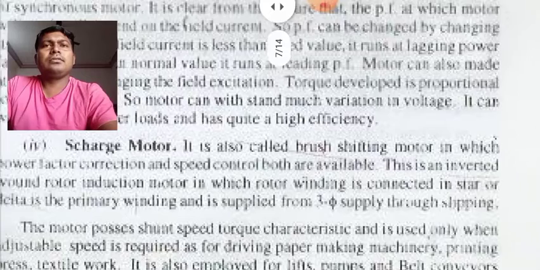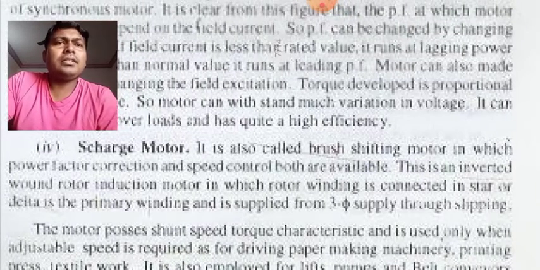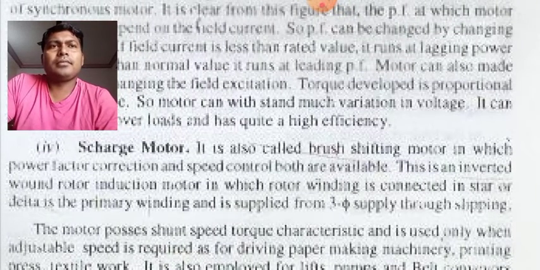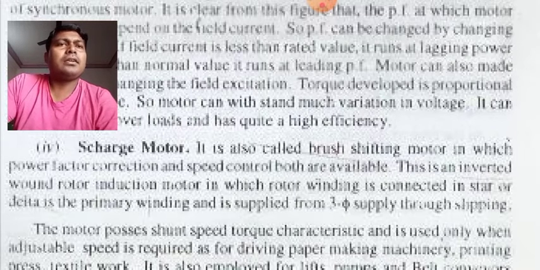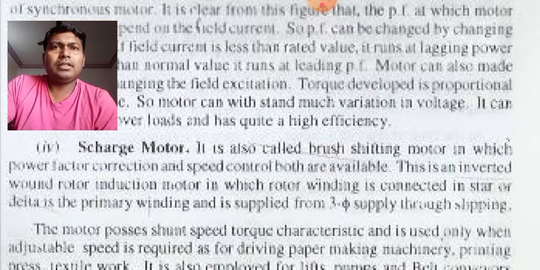Schrage motor. Students, this Schrage motor is called the brush shifting motor, in which power factor correction and speed control both are available. By shifting the position of the brushes, we can easily change or correct the power factor, and also we can adjust the speed. Both variations can be done with the help of shifting the brushes.